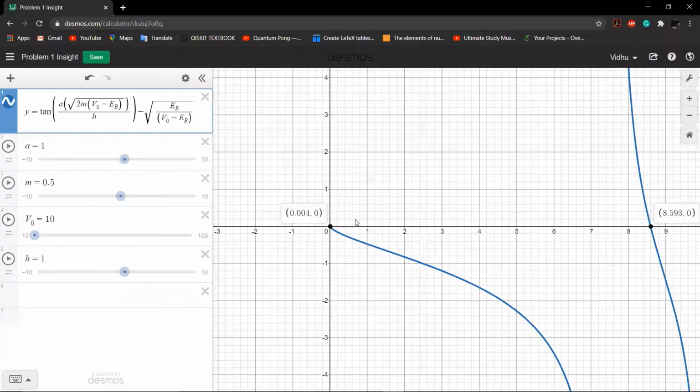Okay, so this is your V naught is equal to 10, and we realize we got something like 0.004. And we got the second bound state between 8 and 9. You can work this out. Okay, it's like an exercise for you.